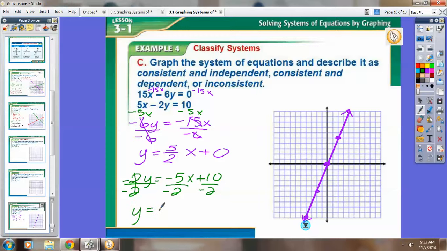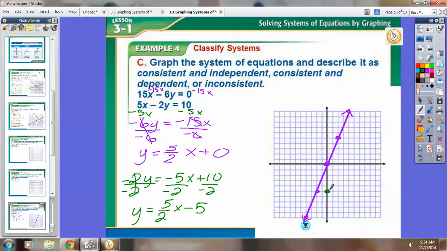Y equals negative 5 divided by negative 2, which is a positive 5 halves x. 10 divided by negative 2 is negative 5. Y-intercept of negative 5. Before I go ahead and graph any more of this, do you notice anything about the two equations? How do we know they're parallel?